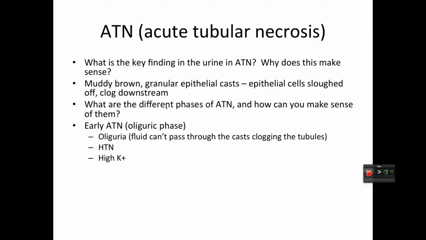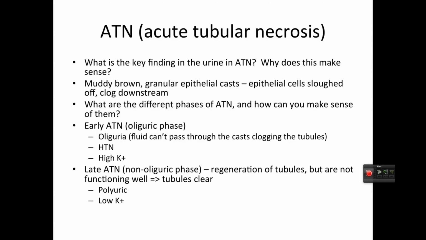Okay, so your potassium is going to be high because you can't excrete any potassium, and you're going to be hypertensive because, like Sarah was saying, you're not going to be able to get rid of any sodium either. Okay, so the one that's difficult to understand is the late ATN, or the non-oliguric phase. So you're going to be polyuric and you're going to have low potassium. Can someone tell me why that would make sense? It's odd, but in ATN, at some point you're going to start peeing out a ton. So how about Lindsay? Can you tell me why it would make sense that you're suddenly peeing out a ton and your potassium's low?